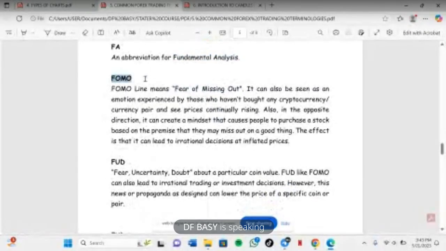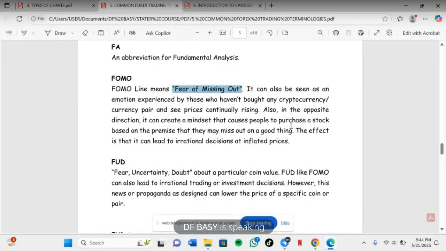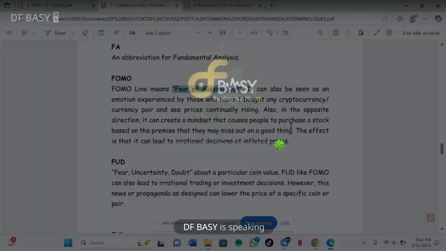Then FOMO. FOMO means fear of missing out. When you are a trader, you tend to have fear of missing out, right? When you're trading and you have a particular trade in mind, you will be scared, fear of missing out on the trade's potential profit, or fear of missing out on potential losses, etc.